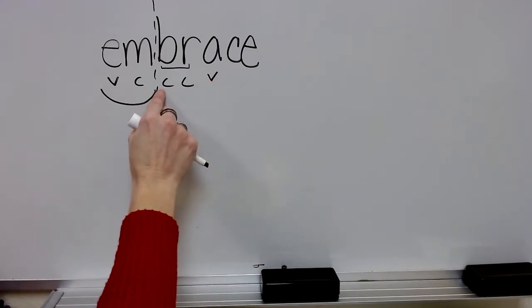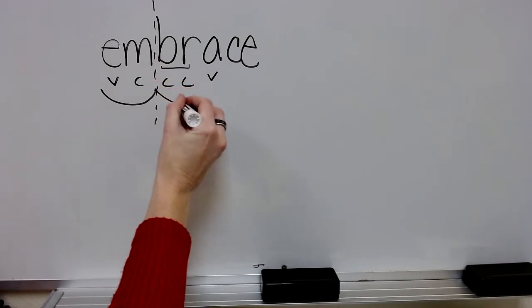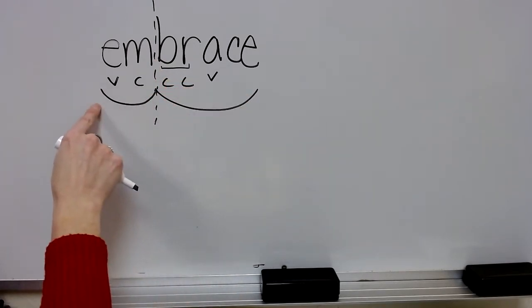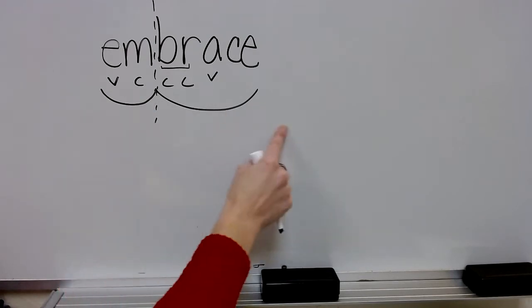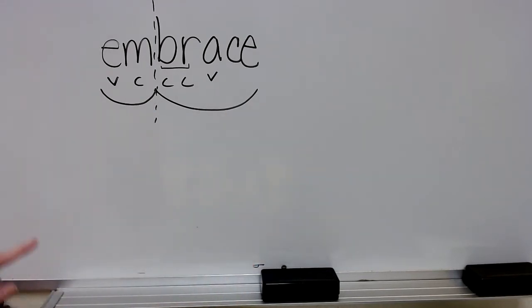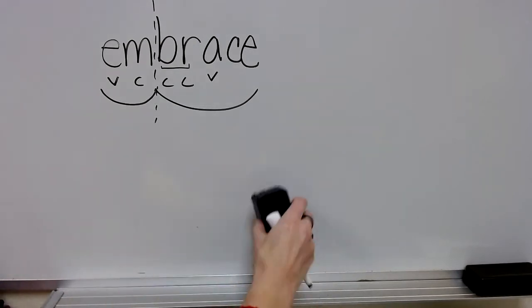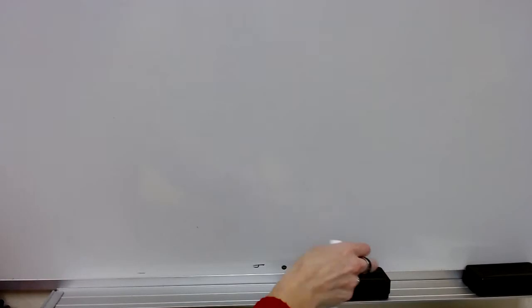So let me blend brace. That syllable is brace. Now I'm going to blend my syllables. Embrace. Well, that word is embrace. Then I check it in my sentence that I'm reading to make sure that makes sense. Let's do this with another word.